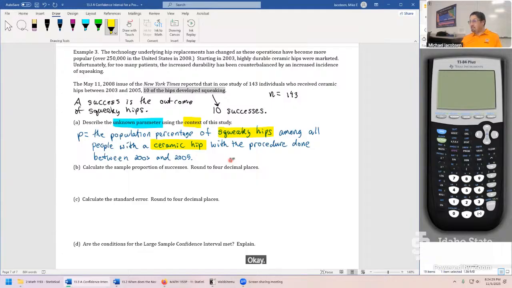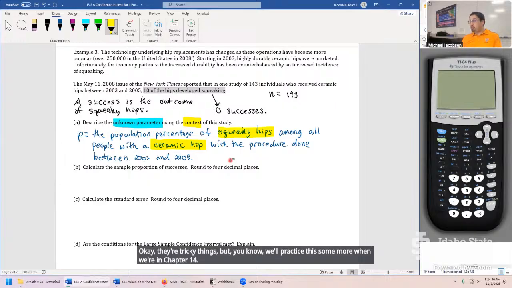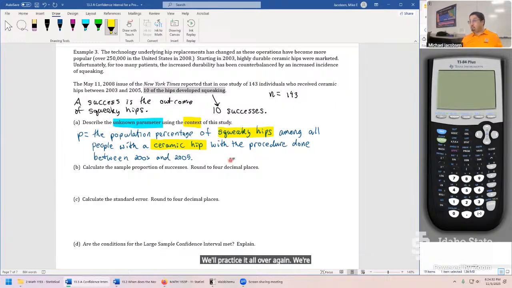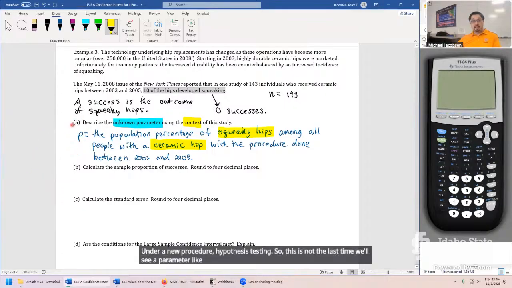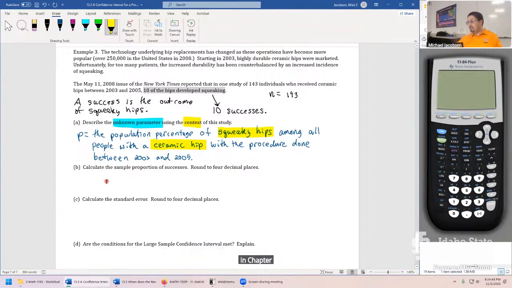Okay, they're tricky things, but we'll practice this some more when we're in chapter 14. We'll practice it all over again when we're in chapter 15. We'll look into both the quantitative data and categorical data like this under a new procedure, hypothesis testing. So this is not the last time we'll see a parameter like P. We'll look into it again in chapter 15.